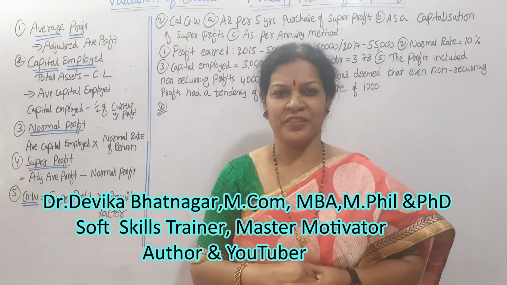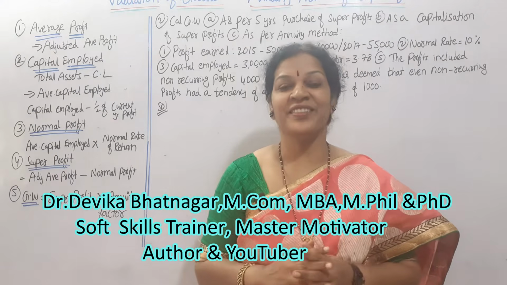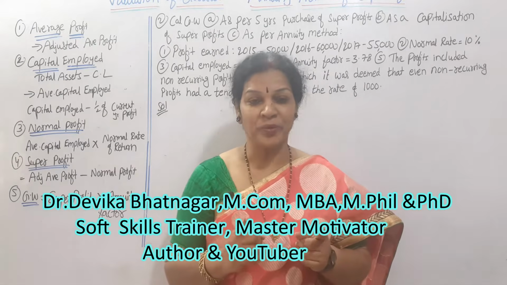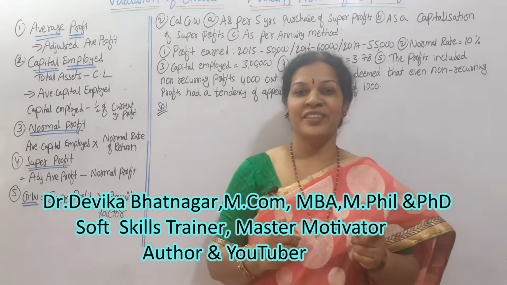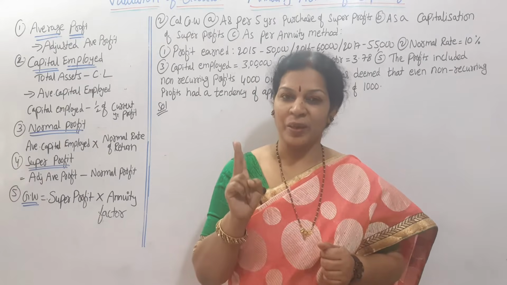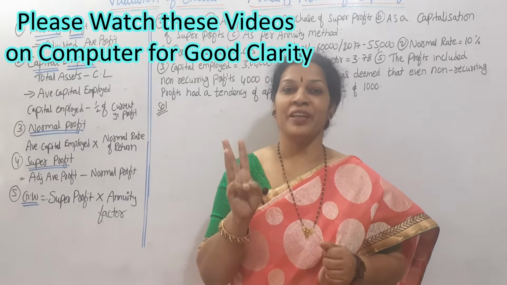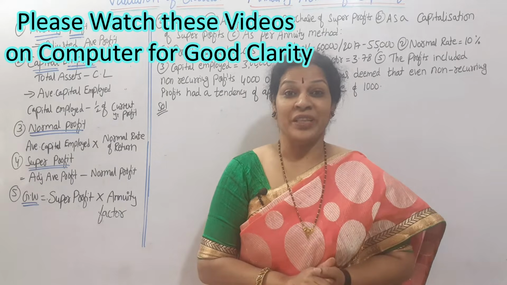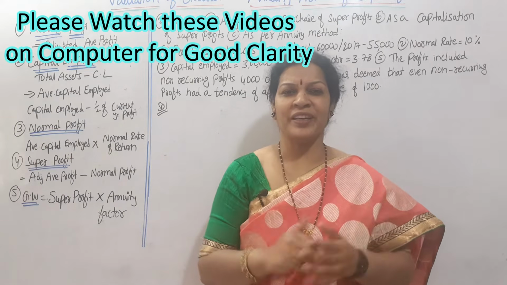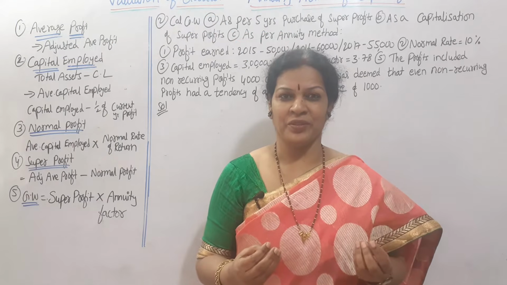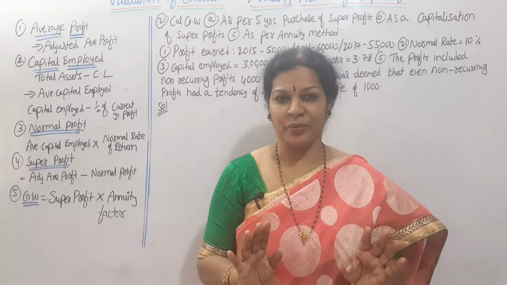Goodwill valuation. Today is the last class. As I told you in the previous class, today we are going to work out one problem, but this is going to cover three methods: super profit method, capitalization of super profit method and annuity method. Three methods in one problem, so that you will have more clarity and it will be a very good revision also. I will just read the problem.